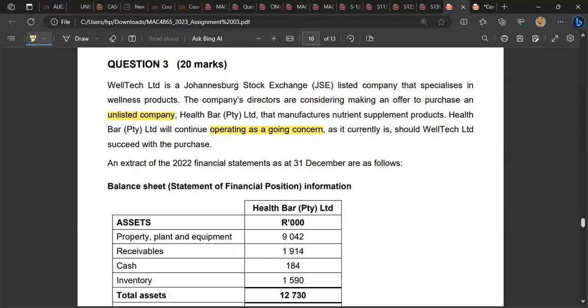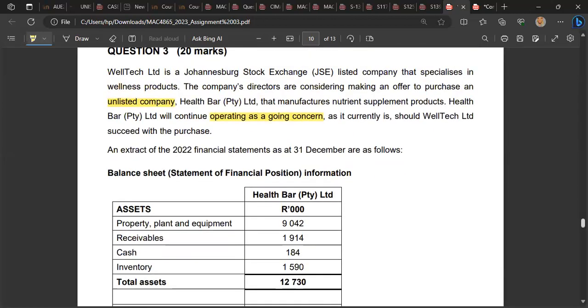All right, okay, sure. I think that's fine now. Perfect. So I've highlighted that now we are dealing with an unlisted company, and it's expected to operate as a going concern. All right, that's fine.